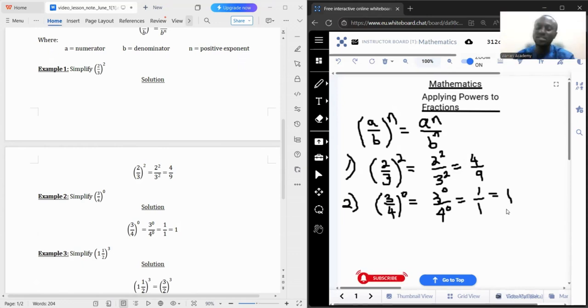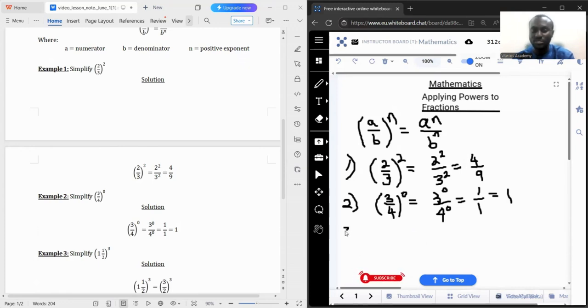We can also see it from this angle that any number raised to power 0 is 1. Therefore, 3 over 4, which is not 0, raised to power 0 is as good as 1. So we only go through this method in order to emphasize the value of this formula: a over b raised to power n is as good as a raised to power n divided by b raised to power n.